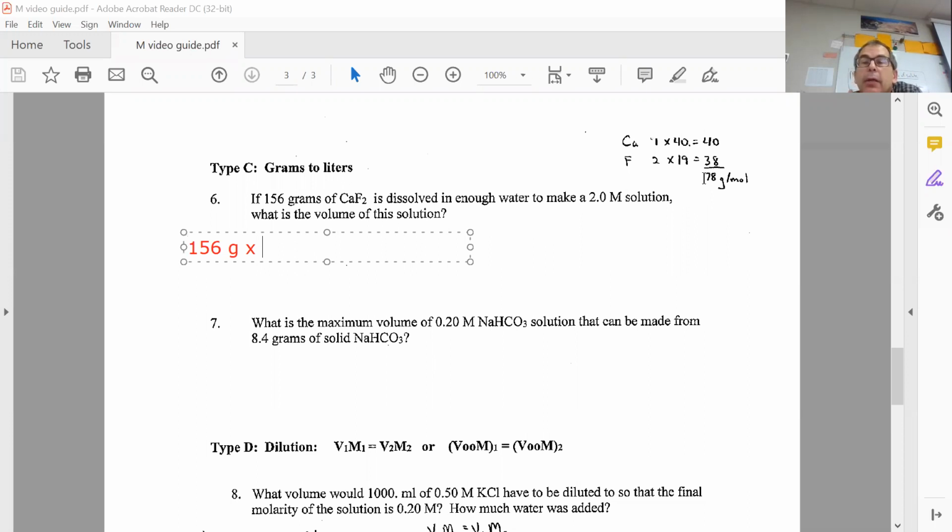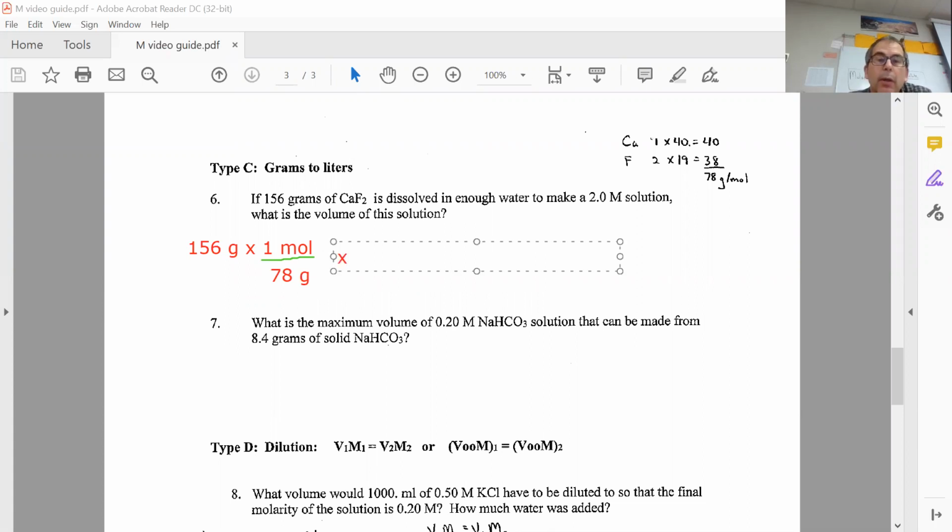It's 78. You can take a look at that. I'm going to put moles on the top, so I'm going to put 1 mole on the top, and I'm going to put my molar mass on the bottom, because that will lead us to divide by that. So I'm going to call that 78 grams. Now, if I did a calculation of that, 156 divided by 78 is actually 2. I kind of chose numbers that were easy to work with.